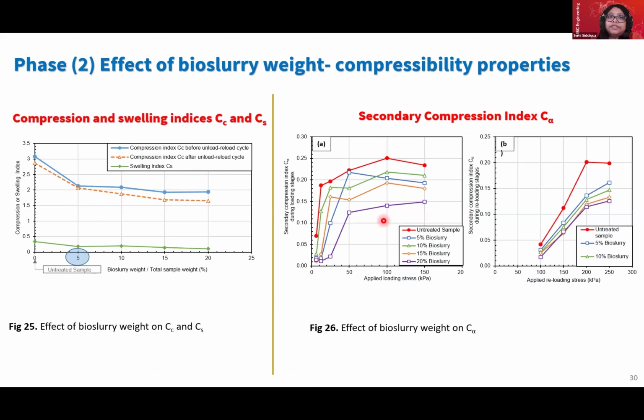Then we look into phase 2, by the weight of the bioslurry. We have the same behavior and similar parameters to what we have seen before, and we are looking into them again with respect to a different approach to the bioslurry, now by weight. You can see again the changes happening after treating the sample with the increase of that weight. This is 5%, and then we gradually go up to 20% by weight, with an increase in both the CC and CS data and also the secondary compression data. Secondary compression data is important for organic soil, because secondary, time-dependent settlement is very common in this type of soil.